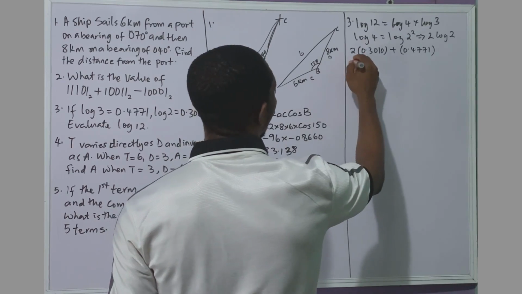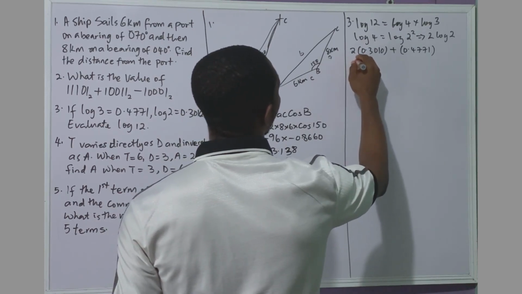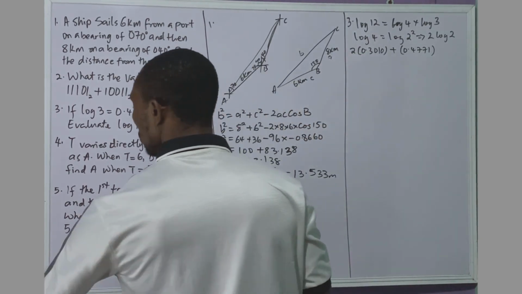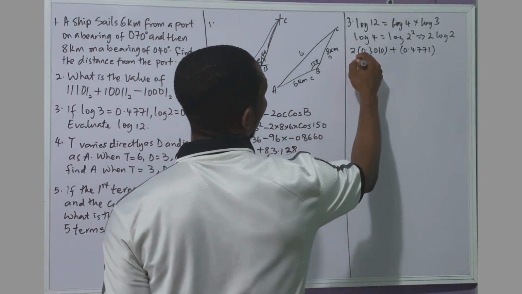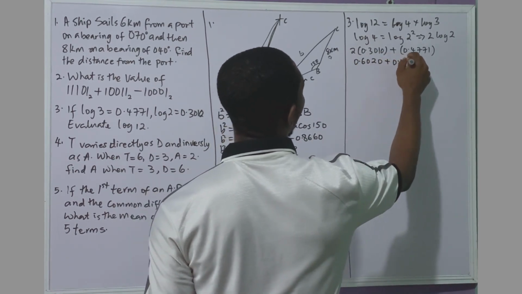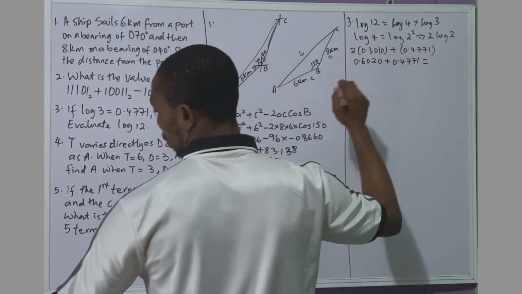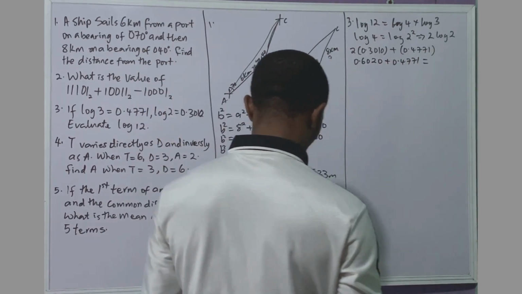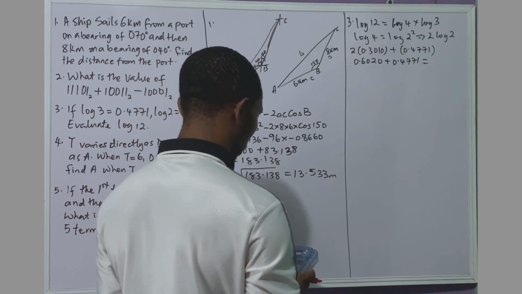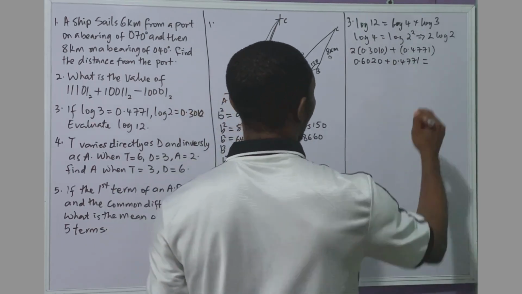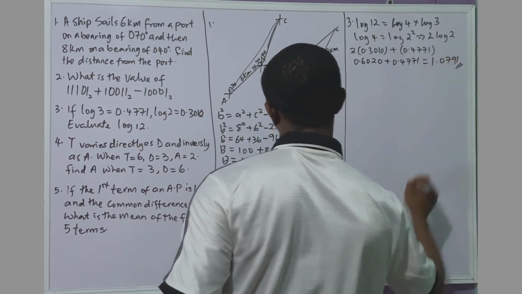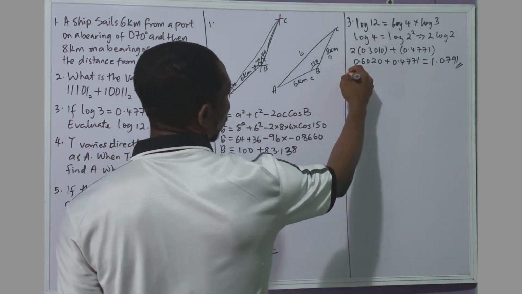Now we have it as 2 times 0.3010, this will become 0.6020 plus 0.4771, which gives us 1.0791. That will be the value of log 12.